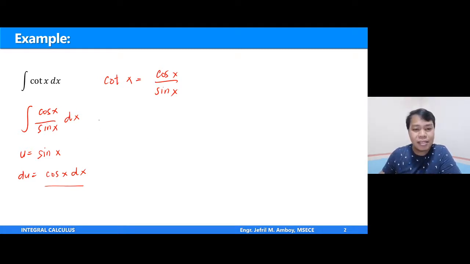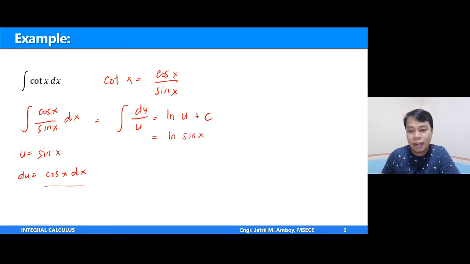So, we can now express this as the integral of cosine x dx, which is du now, over sine x, which is u. And we now know the formula for finding the integral of du over u. If you recall, kapag in-integrate mo yung du over u, that's ln of u plus c. Now, let us do what we call the reverse or back substitution. Anong ibig sabihin ng back substitution? Yung u, gagawin ulit natin in terms of x. ln of our u is sine x.